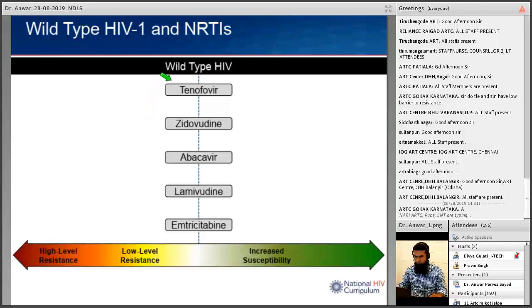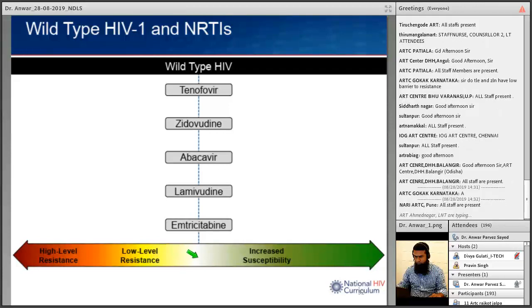This is wild type of HIV and NRTI. So this is, suppose, a resistance scale, and this is sensitive. This position is again of sensitivity. So here the drug is sensitive. So all these drugs are sensitive to this wild type of virus: tenofovir, zidovudine, abacavir, lamivudine, and emtricitabine.